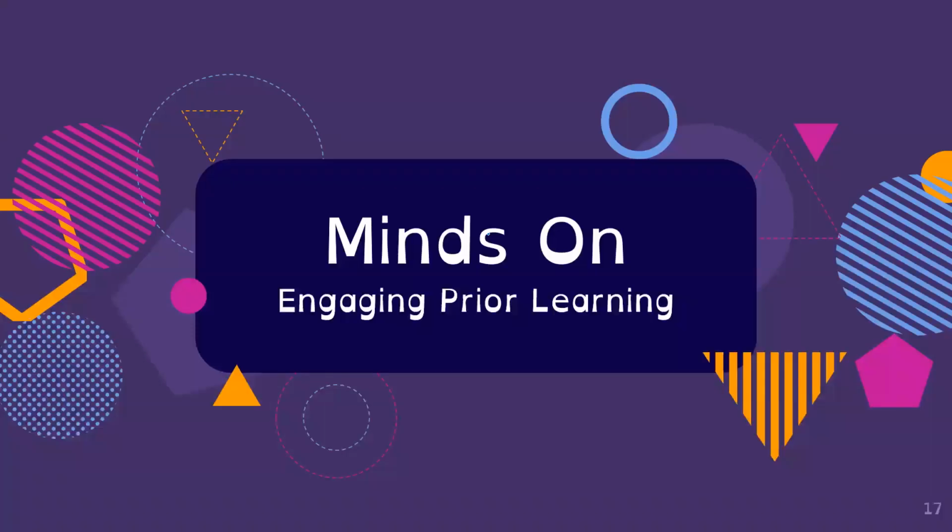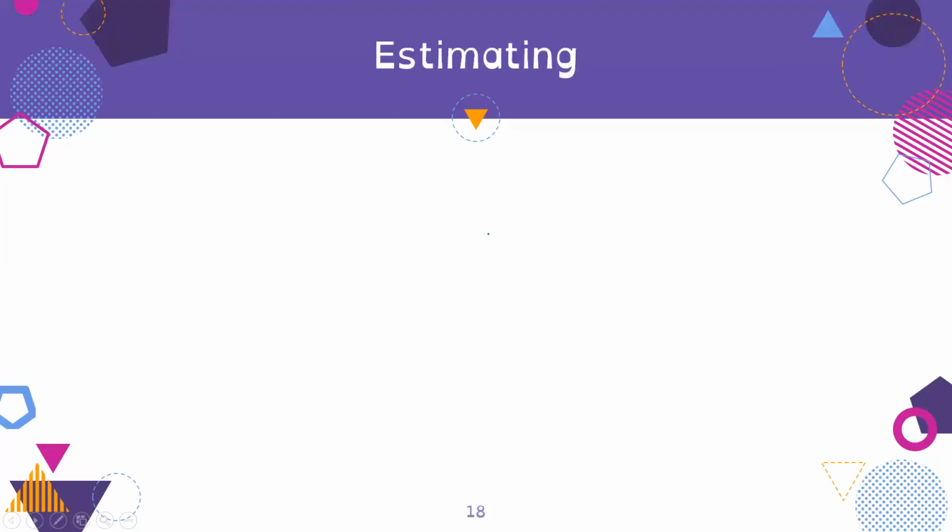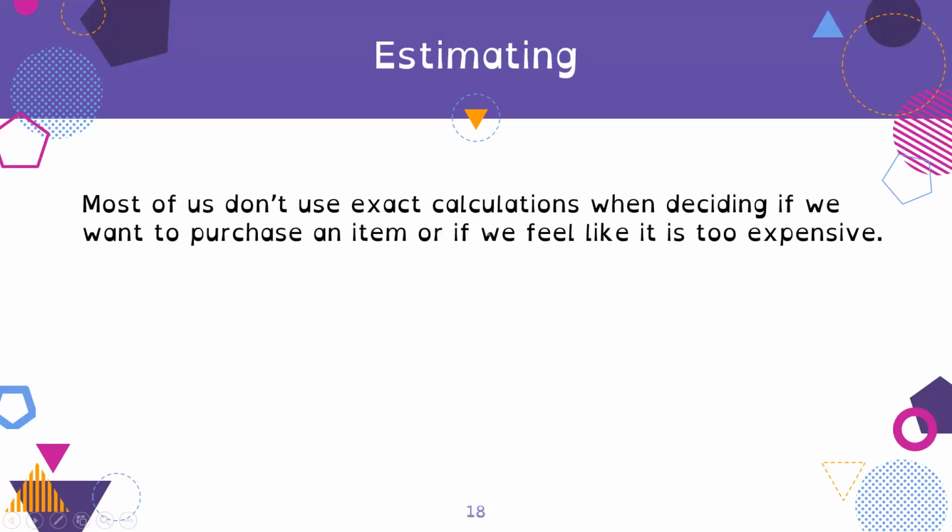All right, what prior learning do we need to have? I want to go over quickly what it means to estimate and how that works. So when we are doing purchases like at the grocery store somewhere, we generally don't use exact calculations to decide if something we want to purchase is expensive or affordable. We usually estimate to see roughly what that's going to cost.